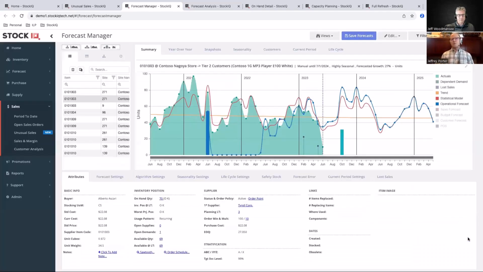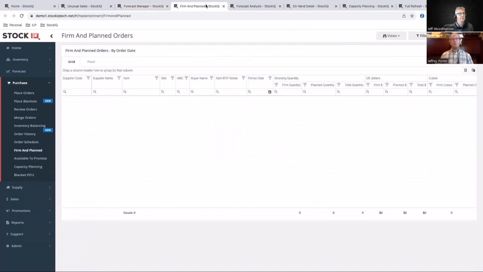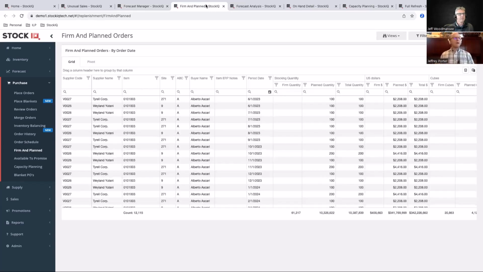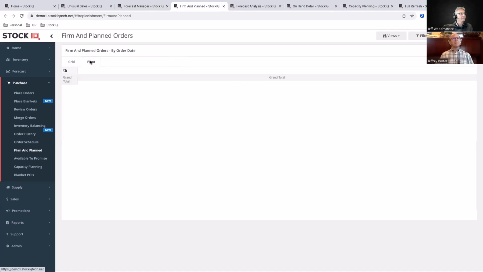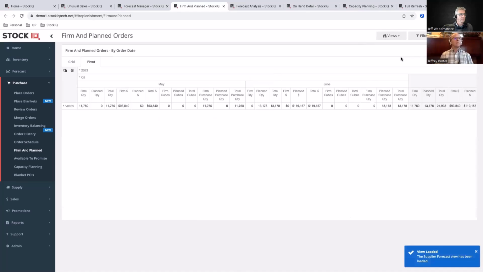What are some of the useful things and how do we get at that? Well, one of the things that we're going to do is we generate what we call a firm and planned report. I might actually have one of these generated and we'll go in here and take a look at that. I'm going to show you what a firm and planned report looks like. If you haven't dived into this one before, I can tell you this is really helpful. But let's actually take a look at this. I have a supplier forecast that's been generated.